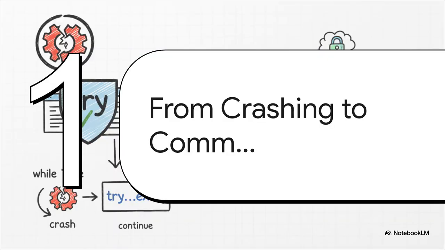So when you put all of this together, why bother with all this complexity? Why build these try, except, else, finally safety nets? Well, because it fundamentally changes what a program is. It's no longer just something that either works or crashes. It becomes something that can intelligently handle problems as they arise and communicate effectively with its user.